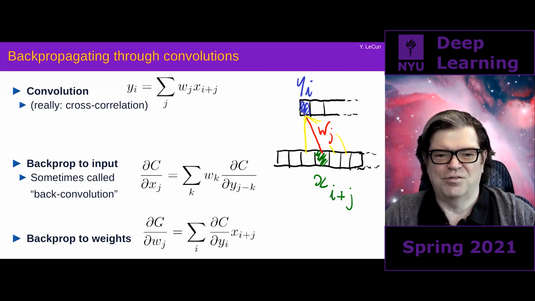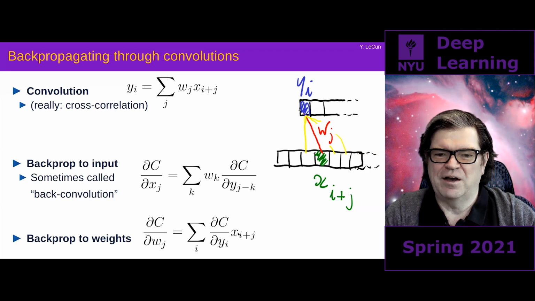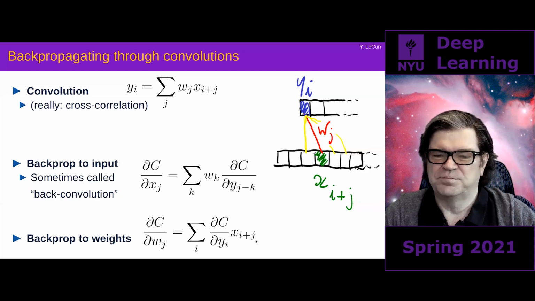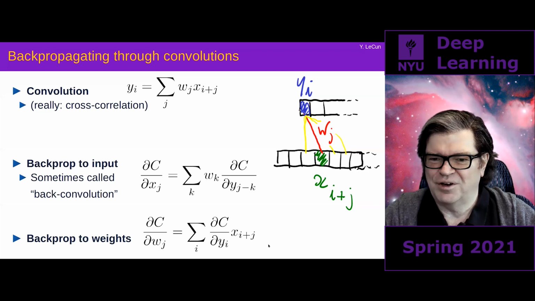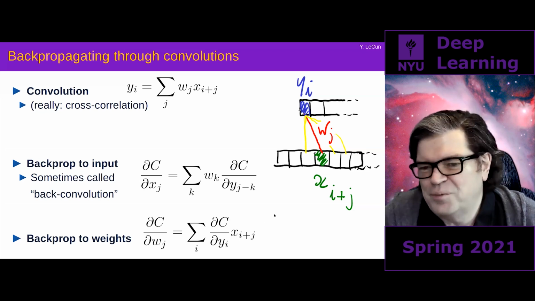So the gradient of some cost with respect to Wj is equal to the sum over locations of the sequence of the gradient of this cost with respect to yi multiplied by the x that this weight Wj connects to yi, which is xi plus j. It's very nice to be able to understand this. PyTorch implements this for you, of course.